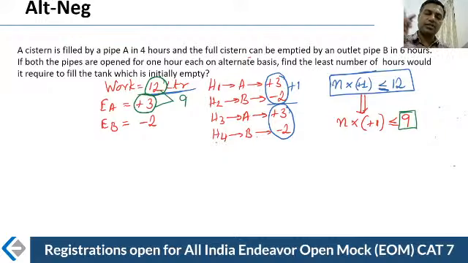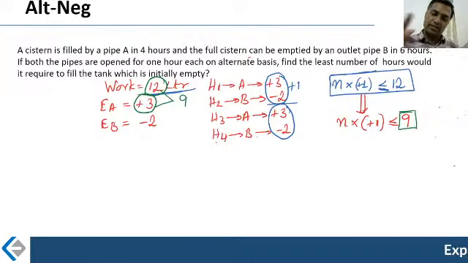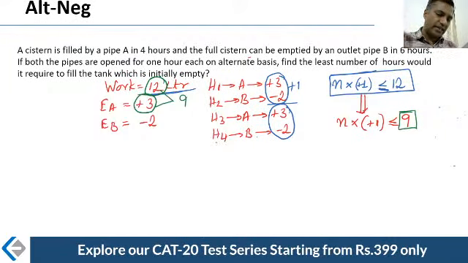Otherwise, the chances that you will give the wrong answer are much higher. So write it as 9. I hope everybody got this. Now, how to get this 9? Look for the work, the total amount of liters to be filled, and subtract the positive efficiency.